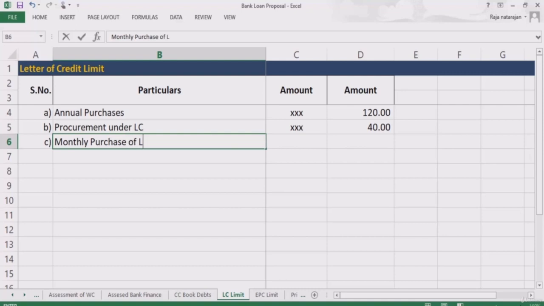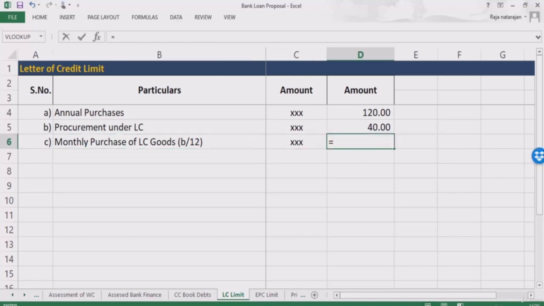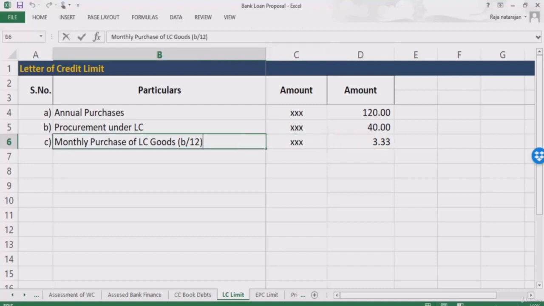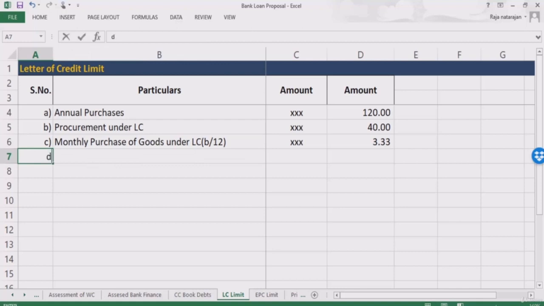Monthly purchase of LC goods, which is nothing but item number B divided by 12. So let me put that here. Item number B divided by 12, we get something like 3.33. So this is the monthly purchase of goods under LC. I'll rewrite: monthly purchase of goods under LC. Fine. Now we should also factor the credit period, because this is on credit, right?